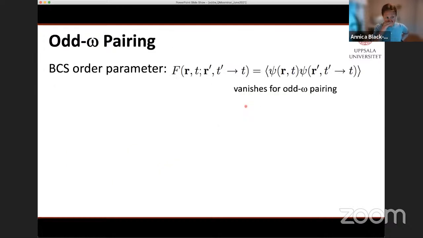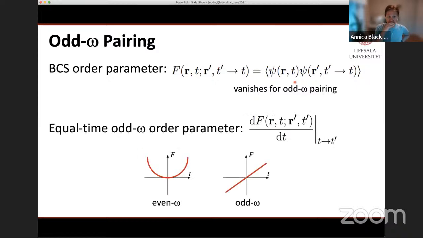Now, how does this work with conventional BCS theory? Well, in conventional BCS theory, you simply look at expectation values that are formed at equal time. So even if you pair electrons at t and t prime, you let t prime go to t, and you form the expectation value at equal time. And that is, of course, always vanishing. You cannot have something that's odd in time if it's at the same time. So this is always even in frequency, even if it doesn't have any frequency dependence, always even.